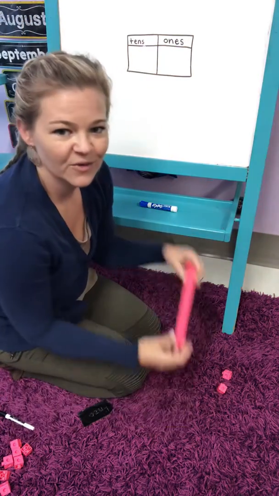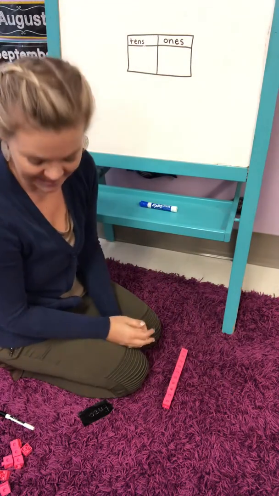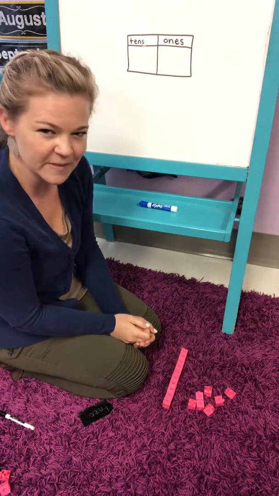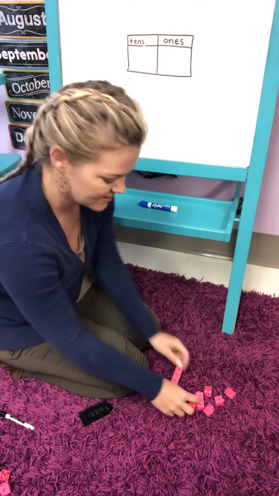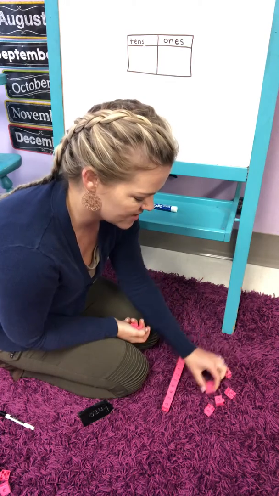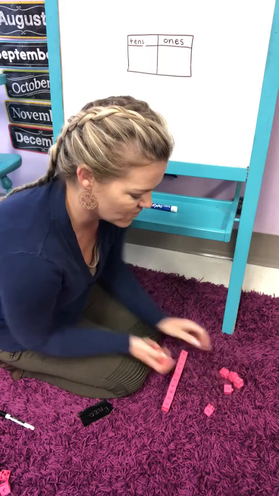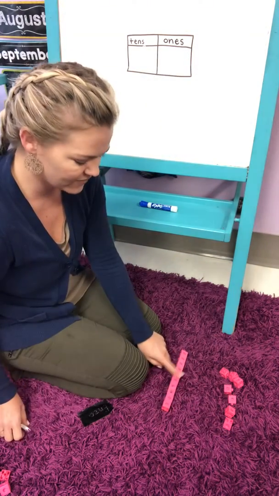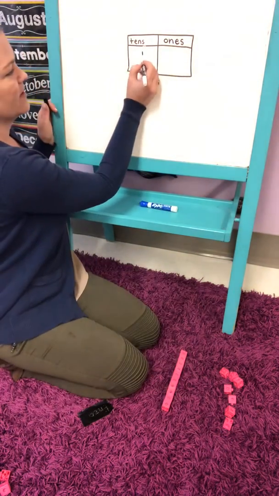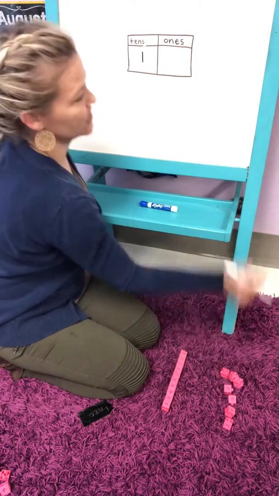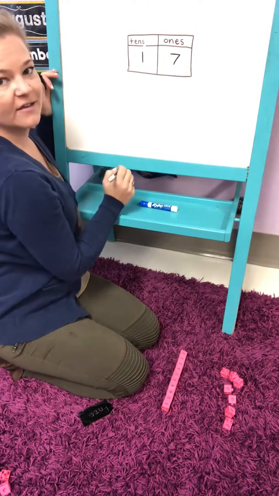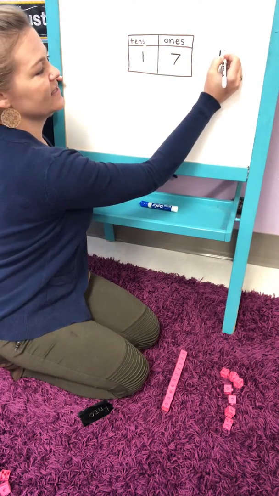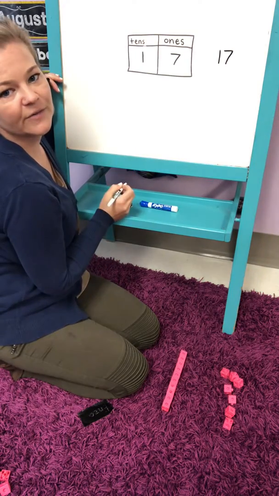All right, let's do some more. I've got one group of 10. Now let's see how many blocks I'm going to add. Let's count them and try to figure it out. So here's 10. So this would be 1, 2, 3, 4, 5, 6, 7. So now I have one group of 10 and 7 extra ones. So altogether, a 1 and a 7 is 17 blocks altogether.